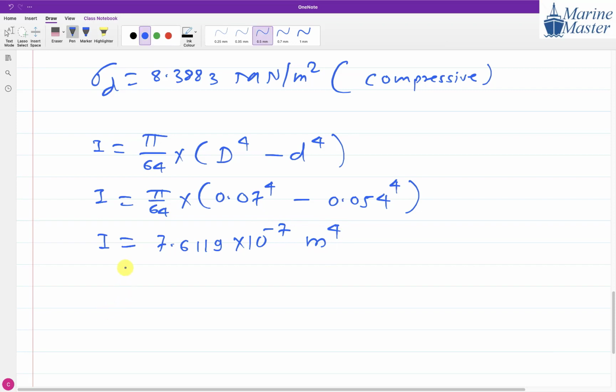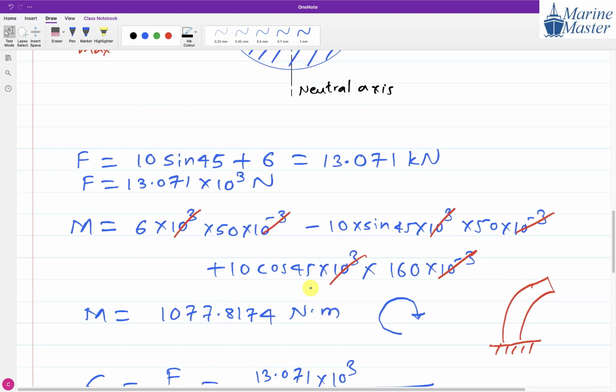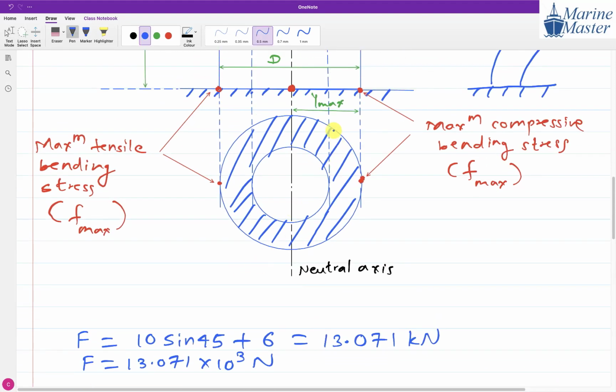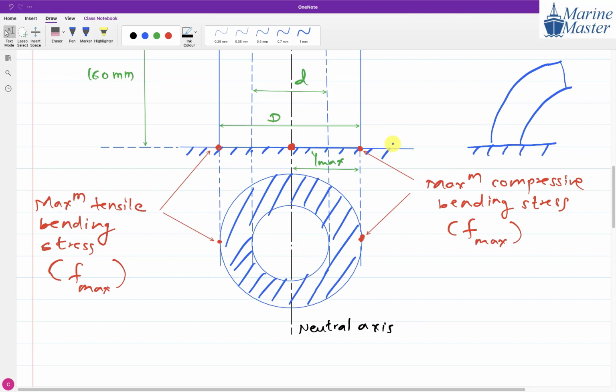Okay. Now Y max will be what, everyone? Capital D by 2. Then that will be 0.035 meter. Yes, sir. 160 mm is the height. Y max is related with the diameter, no? Yes, sir. See this one, capital D, no? Capital D.